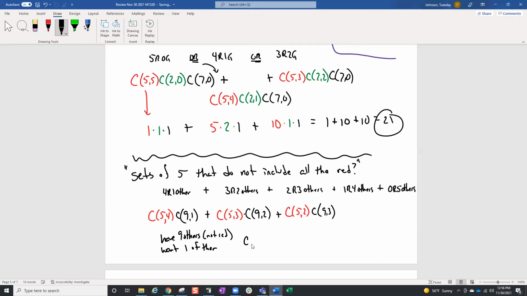It's always C of have and want, because we still have to choose one more to go with the 4 reds. We always have to have a set of 5. So 4 of the reds is okay because it's not all the reds. So if I have 4 reds, I need 1 other. And so I'll use 9, 1 because we have 9 that are not red. I want 1 of them. And then we have 9 that are not red, and I want 2 of them because I'm taking fewer reds each time.